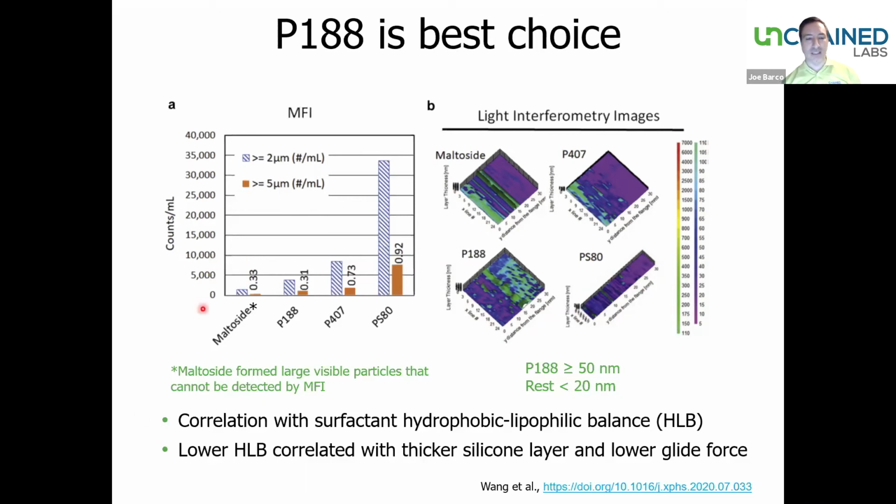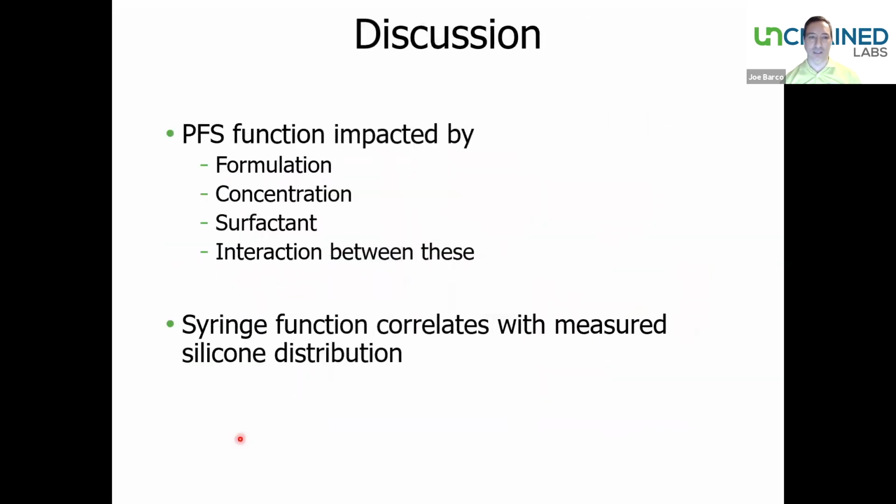So when they started to look at the particle analysis for this, they captured that there is a correlation as well with the particle type and particle size. Maltoside, even though it's showing low, is actually producing enough silicone droplets that they're large and visible, and so they're not being detected by the instrument. But you can see the same parameters and behavior in the Bouncer data, which is you have a higher silicone thickness for P188 of greater than 50 nanometers, and everything else is below 20 nanometers. So this gives some correlation, some idea about all these parameters that can be looked at to understand biophysically what's happening within the syringe and long-term stability.